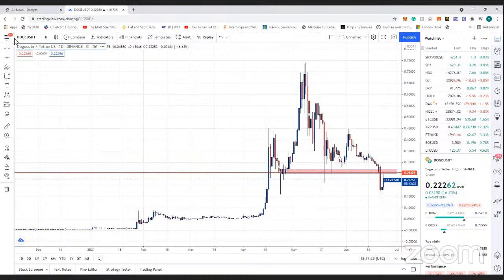And then from here, we have probably one of the best price actions, despite what I think about Doge, for us to get a short. So I'm looking for a return back here.